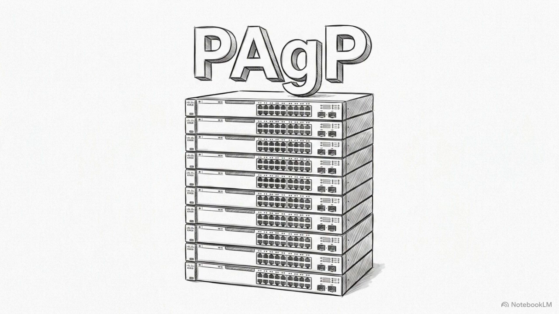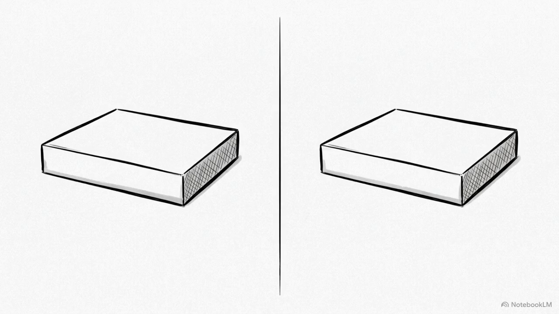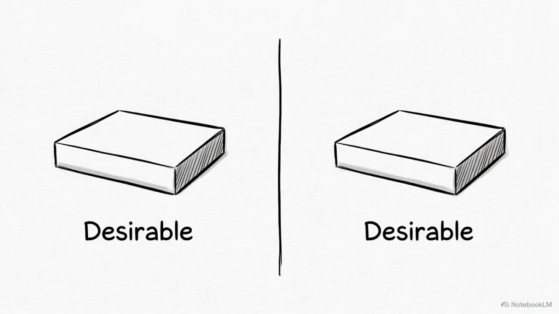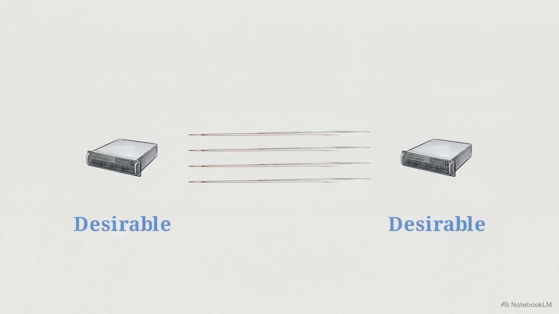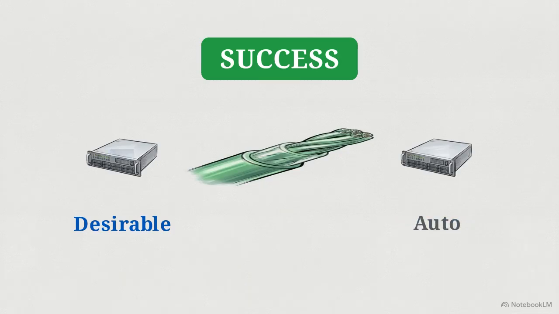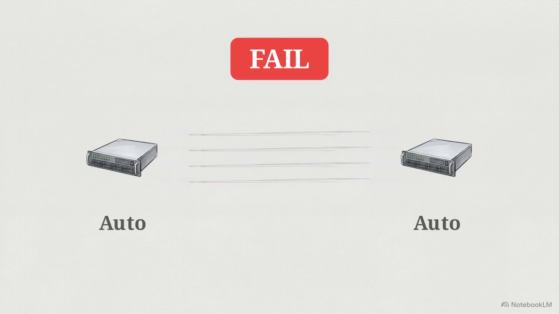The third option is PAgP, the Port Aggregation Protocol. This is Cisco's proprietary alternative, built specifically for networks running entirely on Cisco hardware. Mechanically, PAgP does the same job as LACP, but uses different terminology. Instead of active, a PAgP port is set to desirable to initiate negotiation, and instead of passive, it uses auto to act as the listener waiting for a request. The rules mirror the LACP standard perfectly. Desirable on both sides works, desirable on one side and auto on the other works, but pair auto with auto and the connection fails in silence.